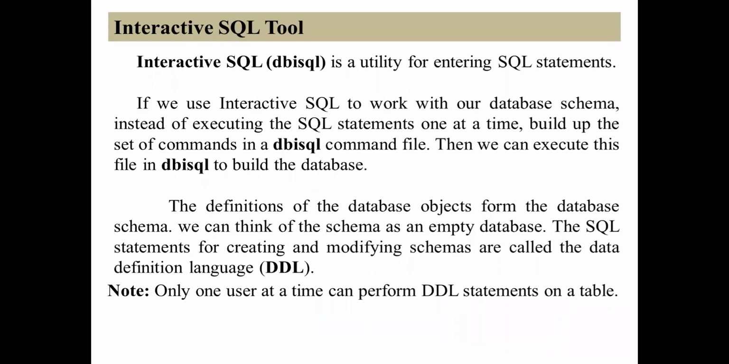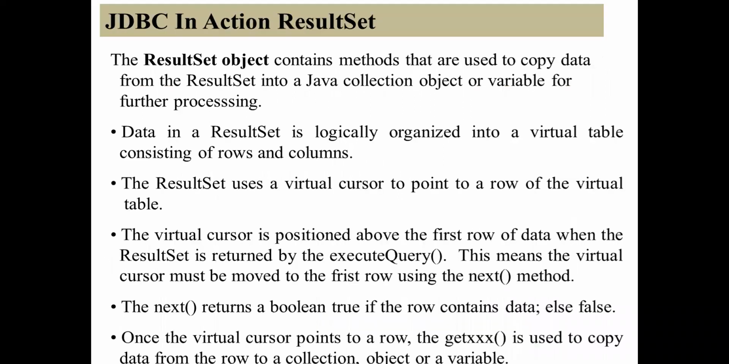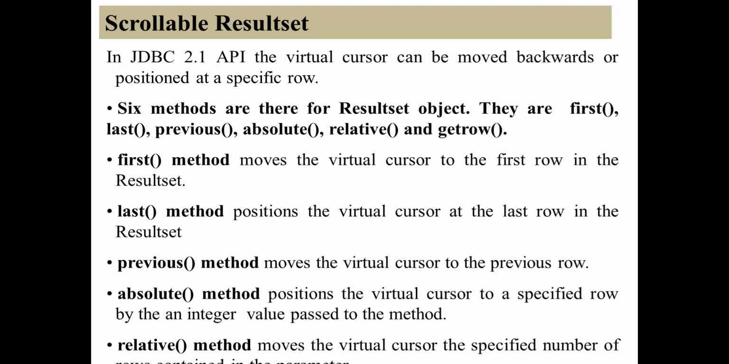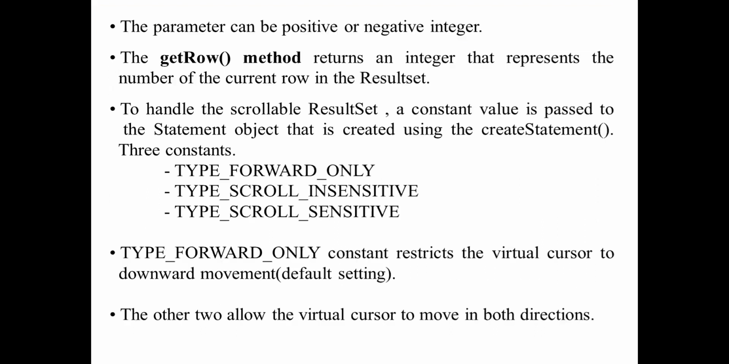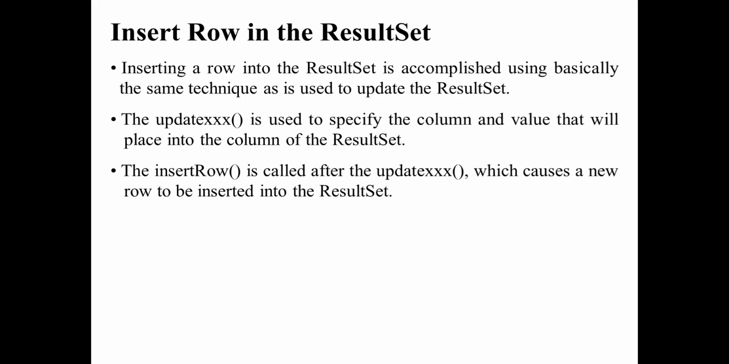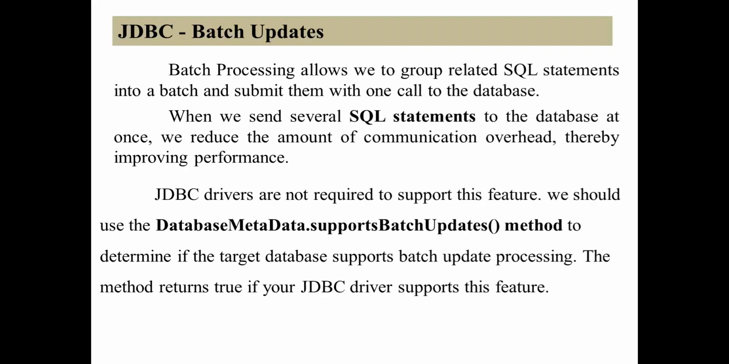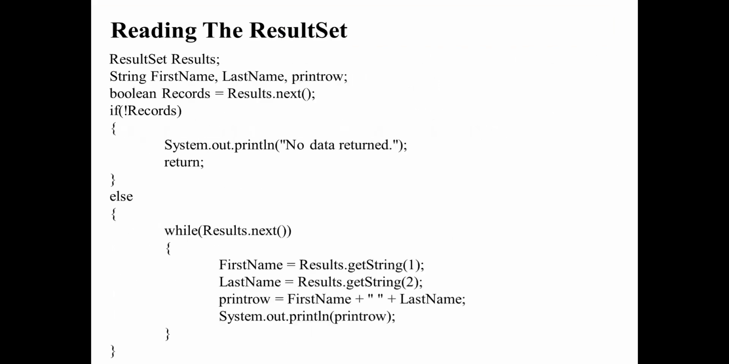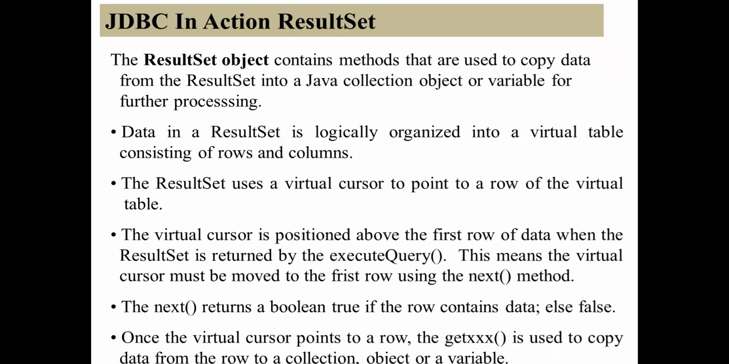So this is what we can call an interactive SQL tool. Then we can move to JDBC in action: the result set. So what are the actions? It may be reading the result set, and second, a scrollable result set, update, delete, insert, and the transaction process. So these are the result set actions of JDBC.